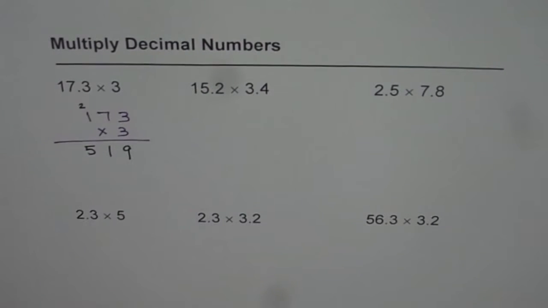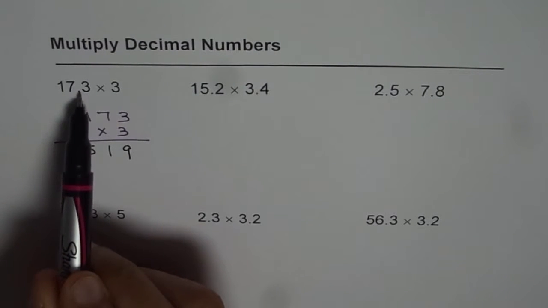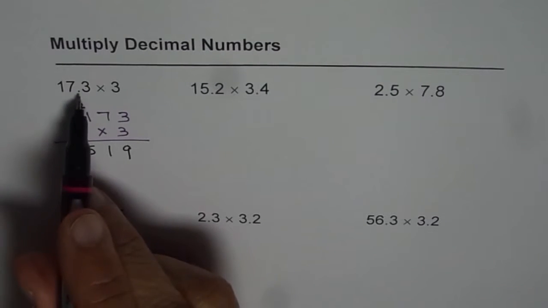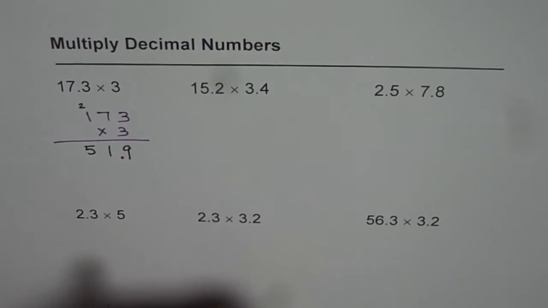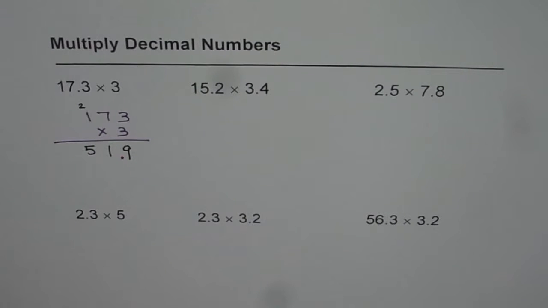The second step is you have to place decimal, right? Now count the number of decimal places. Here, one number is after decimal, just one, right? So in the answer also, we should have one number after decimal. So here we'll put one decimal. So the answer is 51.9. So that is the way you should do it, right?